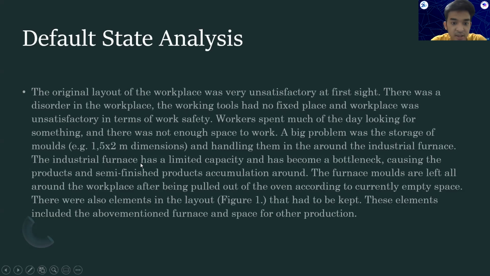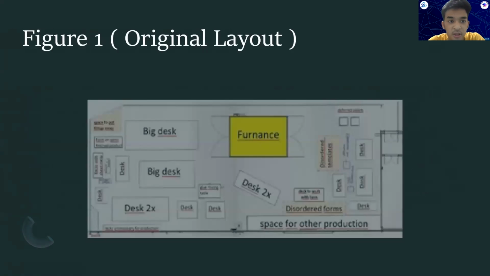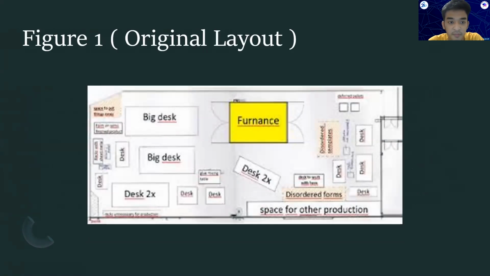The industrial furnace has a limited capacity and has become a bottleneck, causing products and semi-finished products to accumulate around it. The furnace molds are left all around the workplace after being pulled out of the oven, according to currently empty space. There were also elements in the layout that had to be kept. These elements included the above-mentioned furnace and space for other production. So this is the original layout of the workplace.